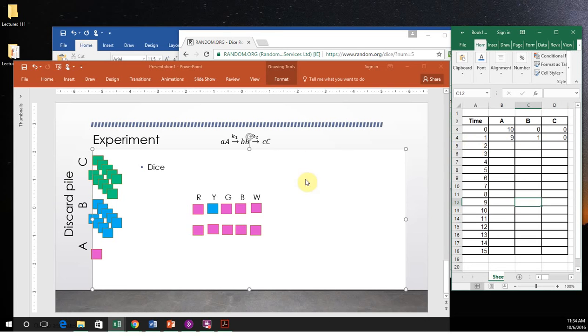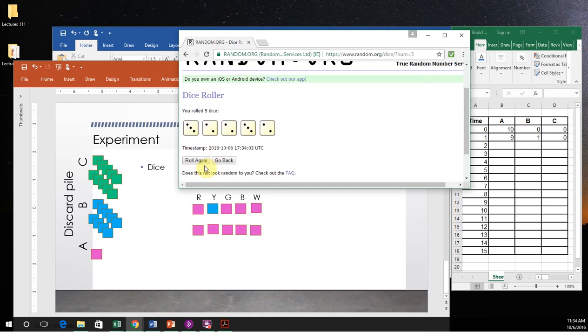So I'm going to come over and record that I now have 9A, 1B, and 0C. So that's my first timestamp. Now we're going to do it again, okay? So I'm going to roll 5 dice, but here, just remember where your dice line up. So you're going to roll and then red, yellow, green, blue, white, or whatever you decide to do. As long as you're doing consistently each time, it won't matter. So let's roll our 5 dice.